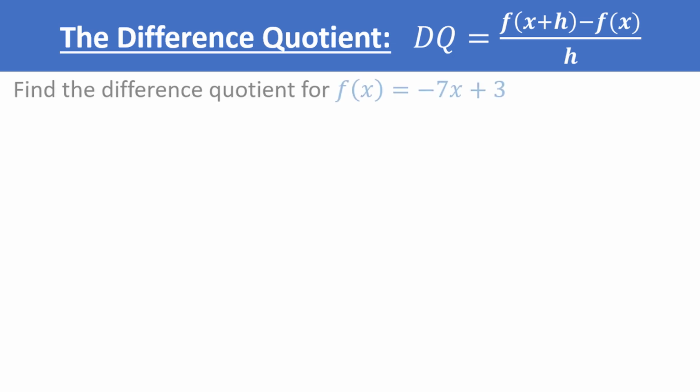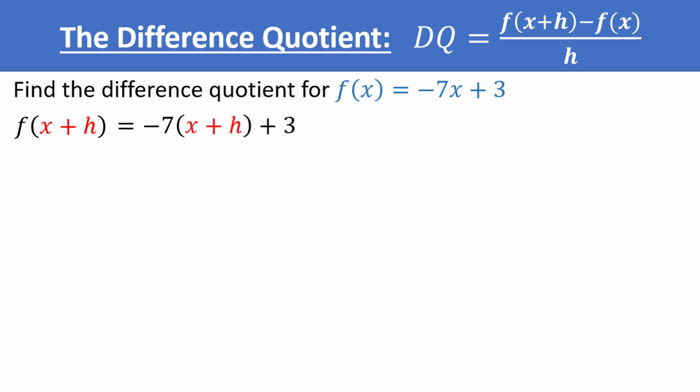Say we have f of x is equal to negative 7x plus 3, and we would like to find the difference quotient. Let's start by finding f of x plus h. We plug in x plus h anywhere we see an x. We have f of x plus h is equal to negative 7 times (x plus h) plus 3. This can be simplified by distributing the negative 7 to get f of x plus h is equal to negative 7x minus 7h plus 3.